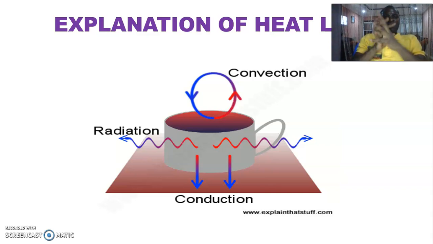Okay, explanation of heat loss. We want to use this picture to explain how heat can be lost. We have seen the three methods of heat loss displayed on the screen. What is happening here? Let's explain. We have a hot object like tea or water inside a cup.